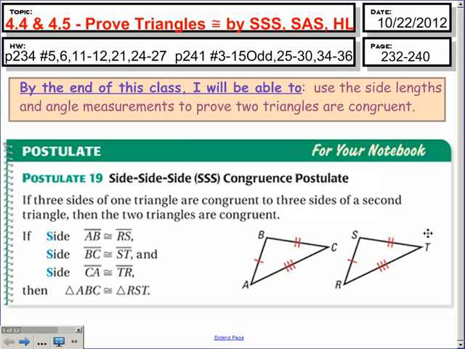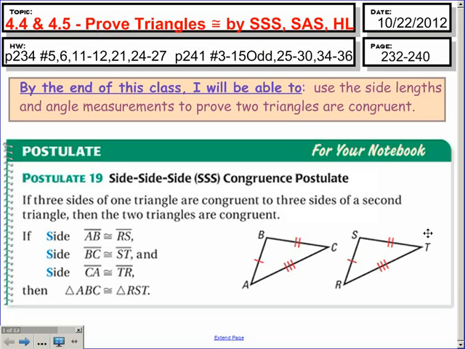Today what we're looking at are shortcuts, and that's basically what they are. One of them is side, side, side, one is side, angle, side, and one is hypotenuse leg. Those are the 3 shortcuts we're looking at today in order to prove that triangles are congruent. We're going to use the side lengths and angle measurements to prove triangles congruent. The first one here is just side, side, side.